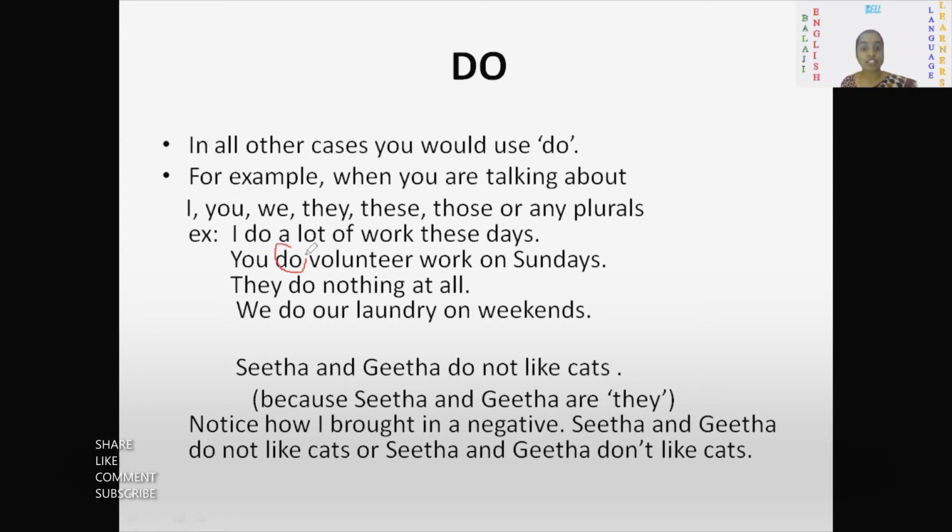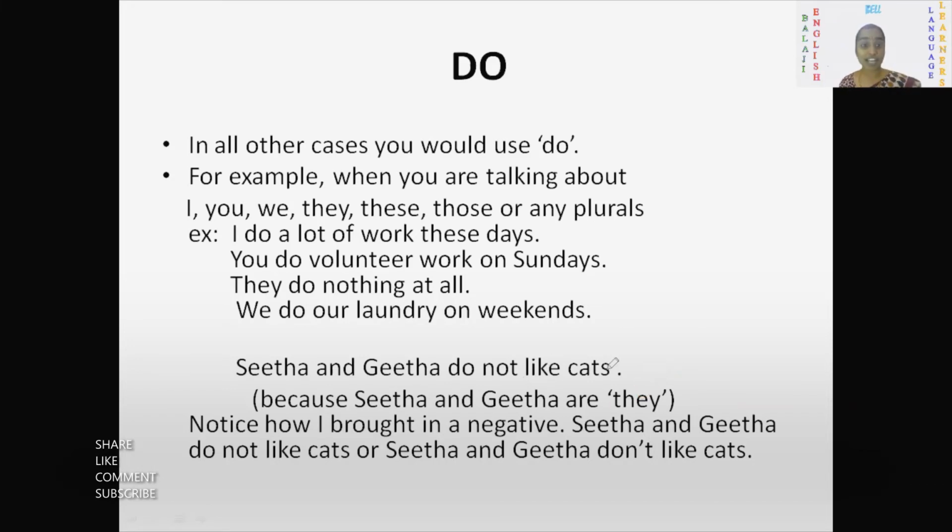You do volunteer work on Sundays. They do nothing at all. We do our laundry on weekends. These are the sentences I already gave you in the previous slide, but I am repeating them so that you have a clear idea where to use do. Suppose I say Geeta and Sita do not like cats. Instead of writing Sita and Geeta, I can say they. They do not like cats.